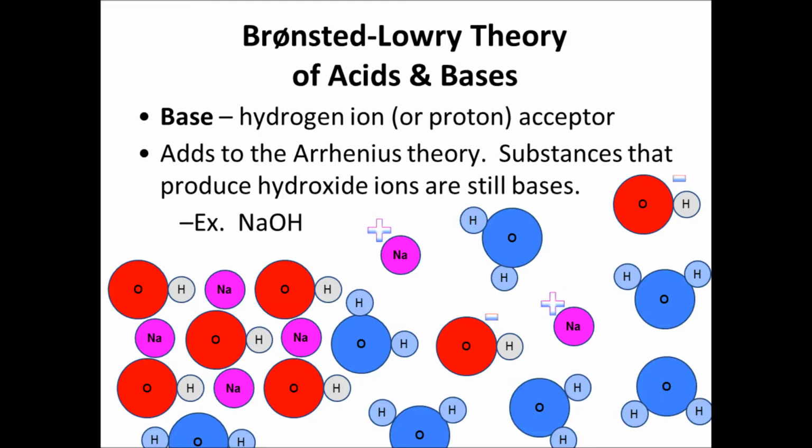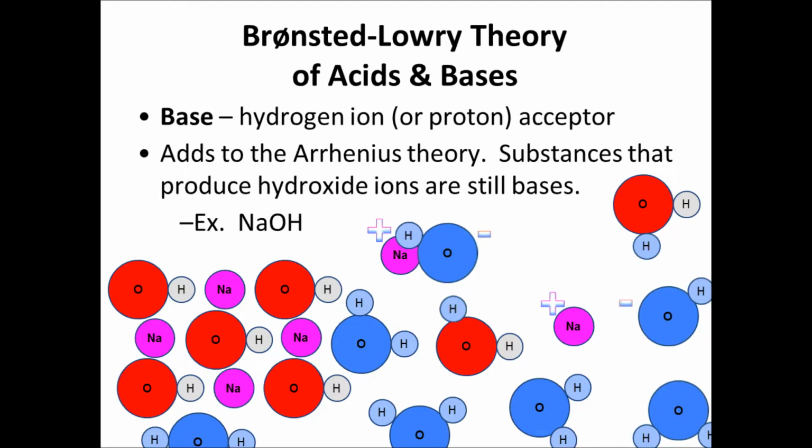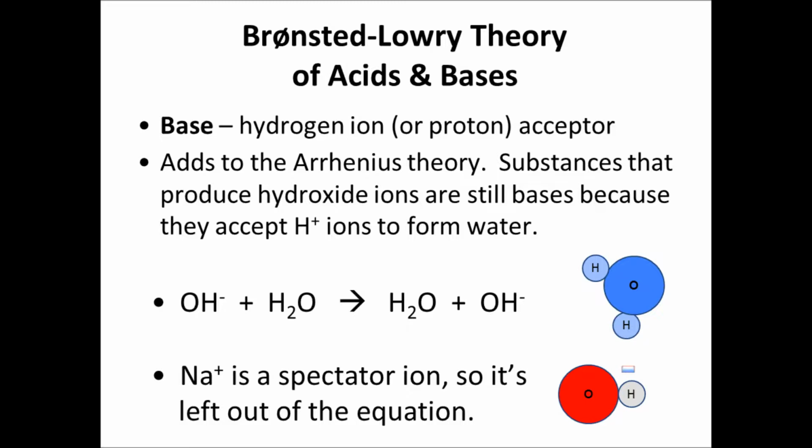So let's look at a sample of NaOH in solution. You can see the pink sodium ions and the red and white hydroxide polyatomics there, and I've got water molecules that are in blue. But what we see happening whenever these two substances are mixed together is we see hydrogen being attracted to that hydroxide. Okay, so the hydroxide, which had a negative charge, will attract one of the hydrogens from the water, making the hydroxide a hydrogen ion acceptor and thus a base. So again, something like sodium hydroxide is in fact a hydroxide ion producer, but it's also a hydrogen ion acceptor. And so it fits both the Arrhenius definition and the Bronsted-Lowry definition.